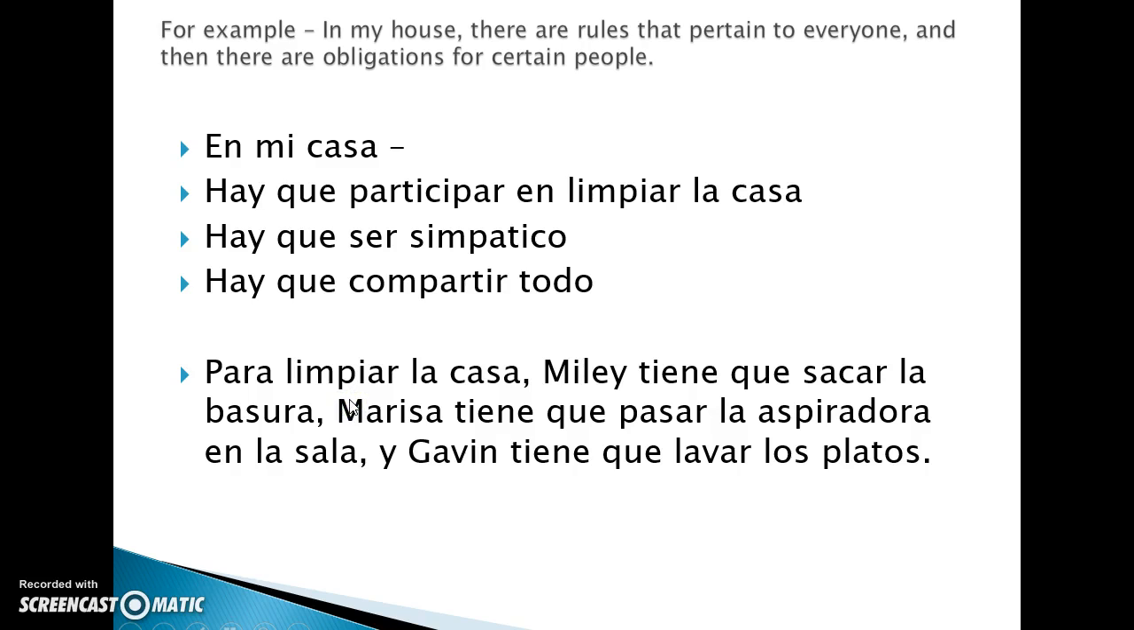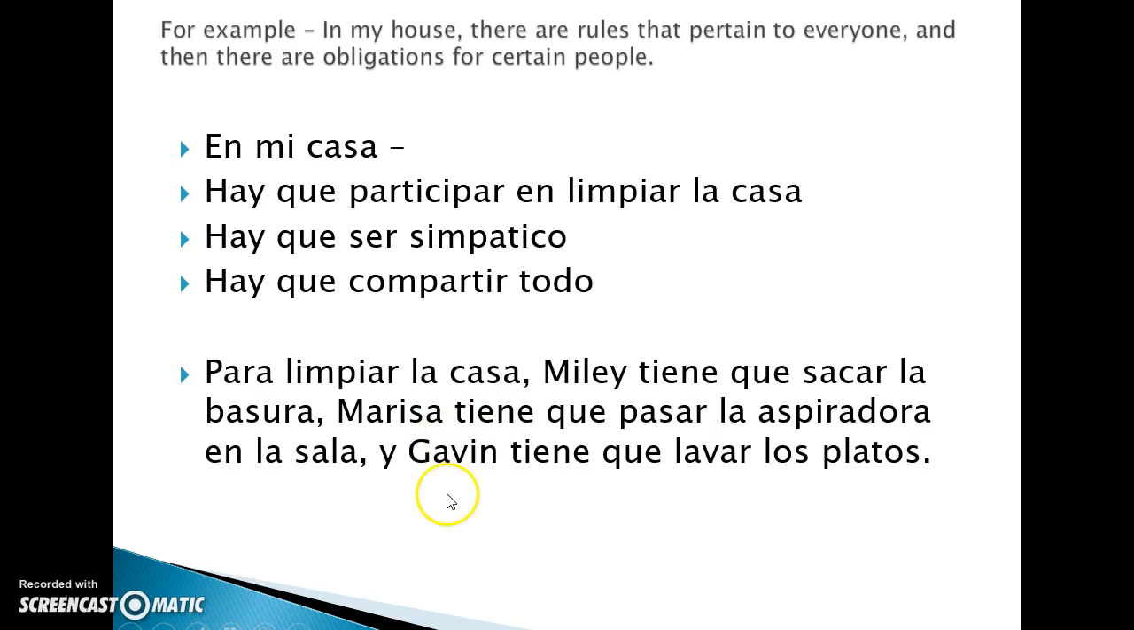For example, in my house, there are rules that pertain to everyone, and then there are obligations for certain people. En mi casa hay que participar en limpiar la casa. Hay que ser simpático. Hay que compartir todo. In English, digamos, in English you would say, in my house, all must participate in cleaning the house, you must be kind and you must share everything. Now to be specific, para limpiar la casa, when it's time to clean the house, Miley tiene que sacar la basura, Marisa tiene que pasar la aspiradora en la sala, y Gavin tiene que lavar los platos.